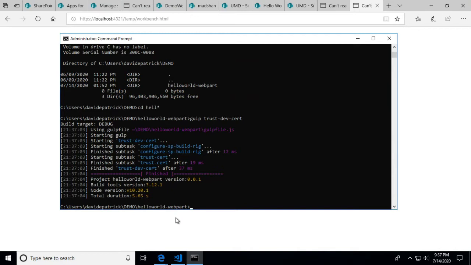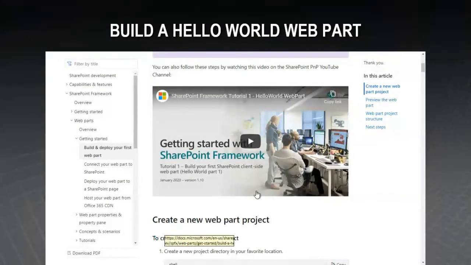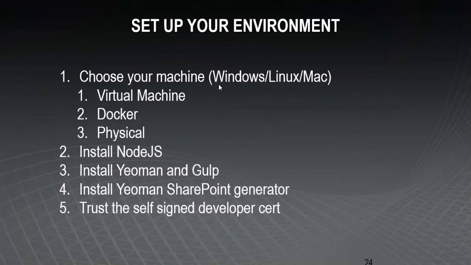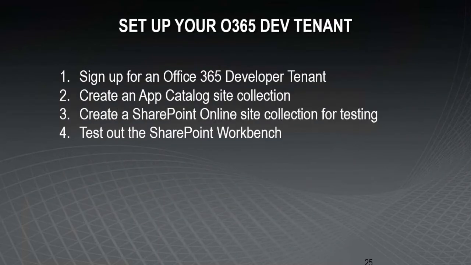Let's get back to our slides. So we've got our virtual machine. We've installed all of our tools. We've trusted the self-signed developer cert. Now we have to sign up for Office 365, create that app catalog, create the online site, and test out the SharePoint Workbench. So let's do that.